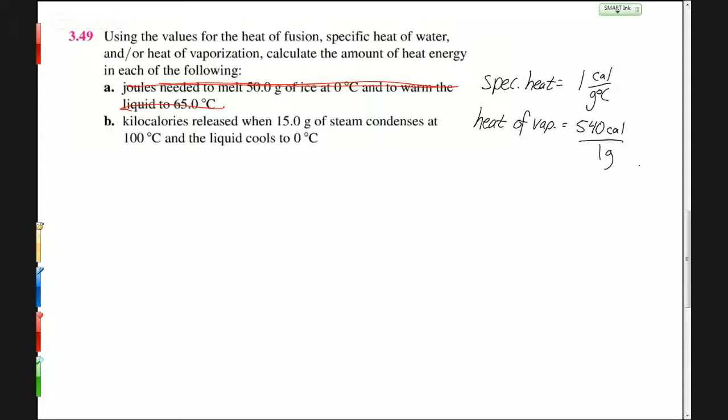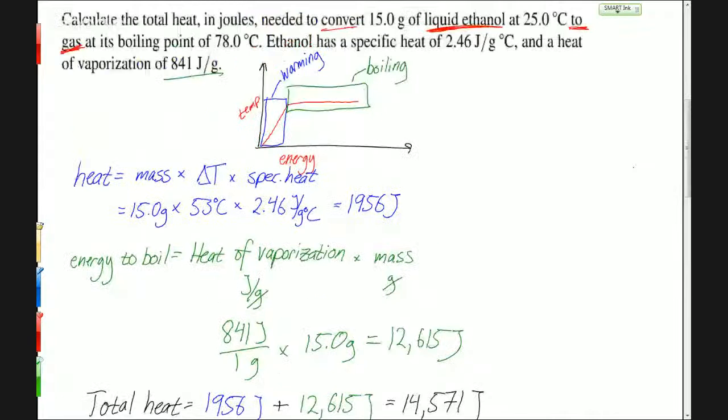Another way you could think of it is the same as a heating curve, but you're going the other way on the curve. If you think about the previous one, it's really the same kind of curve, just opposite. So you'd be starting here and going this way and then down this way. Think about that and then how you would calculate those two parts.